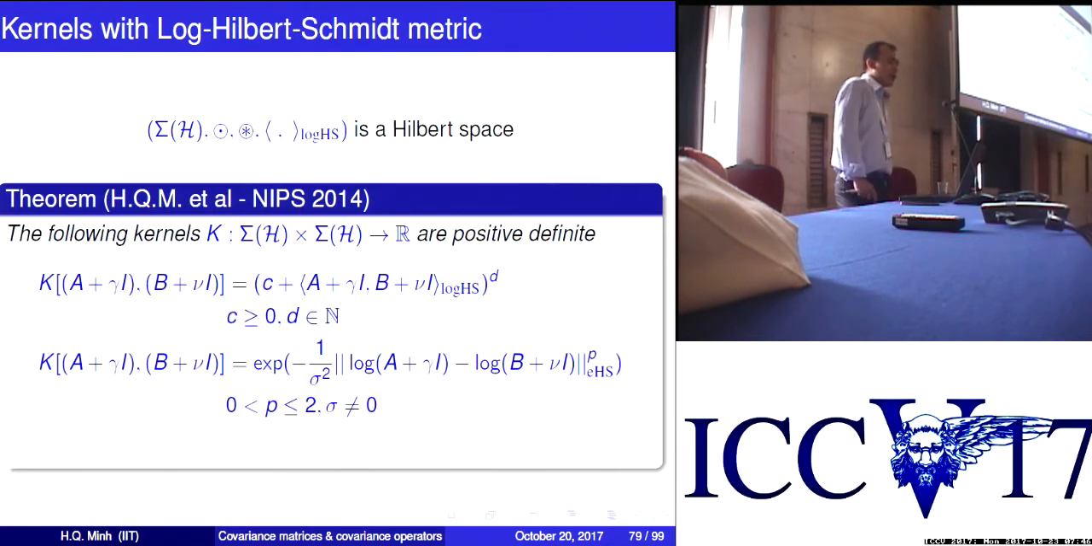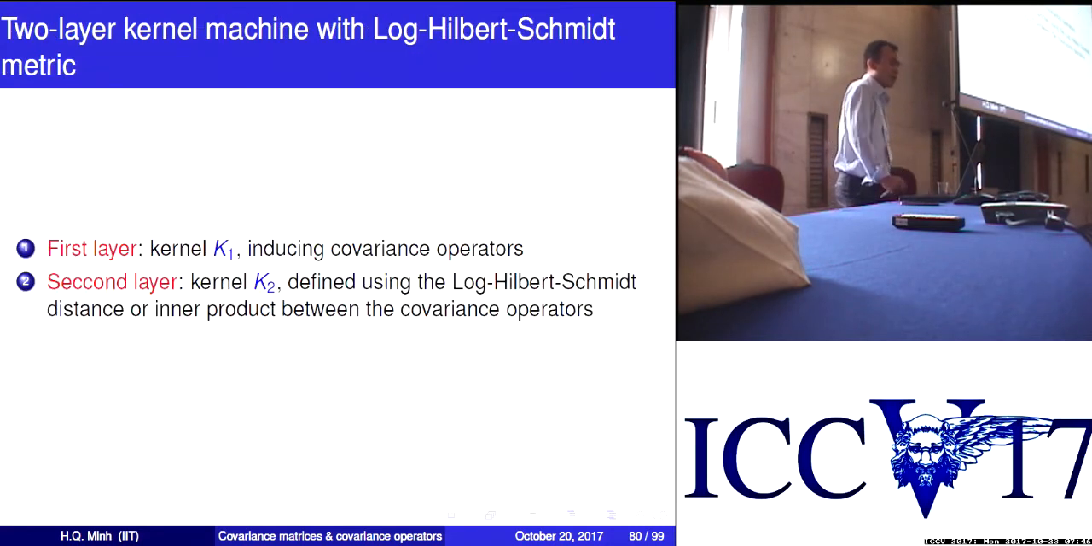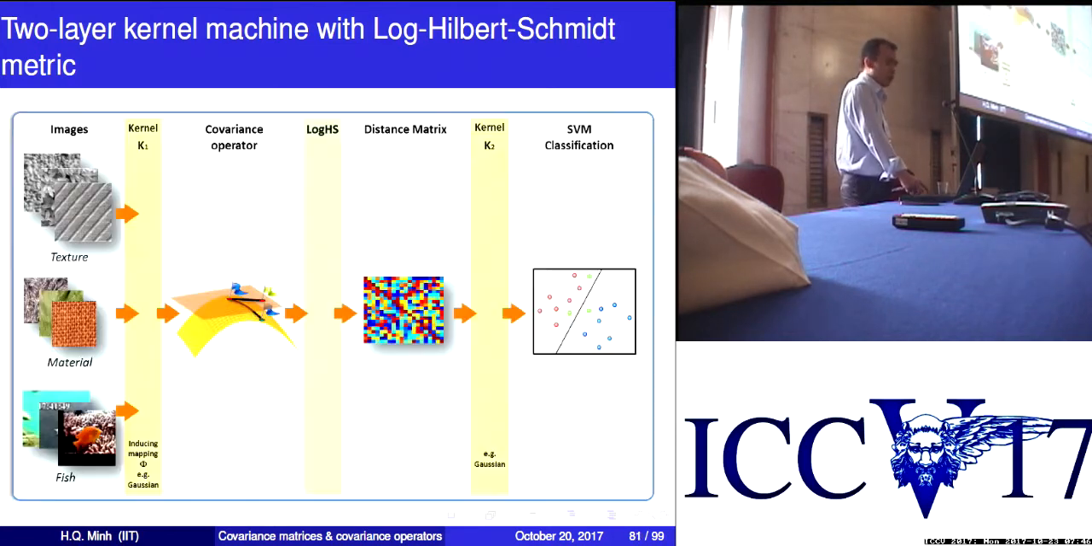So it means that we can have a two-layer kernel machine. There's a lot of interest in deep learning, so I don't have anything deep here, I just have two layers. The first kernel K1 induces covariance operators, and we can define the second layer with the kernel K2, using the log Hilbert-Schmidt inner product or distance. So we can have a two-layer kernel machine. Before, we just had one kernel, now we have two kernels.